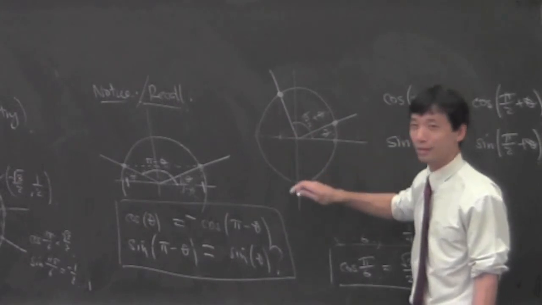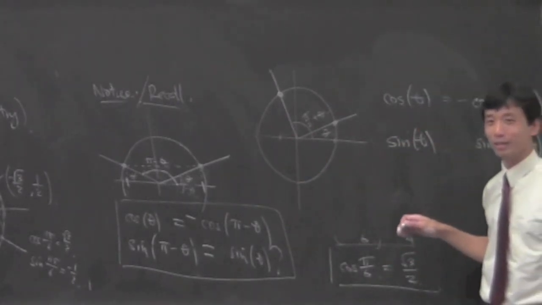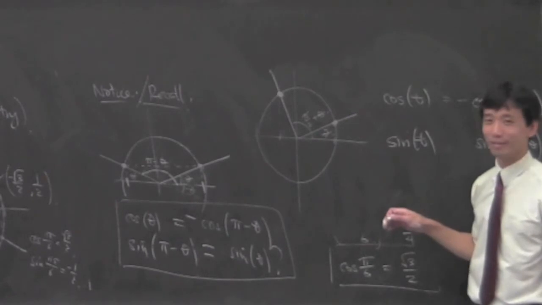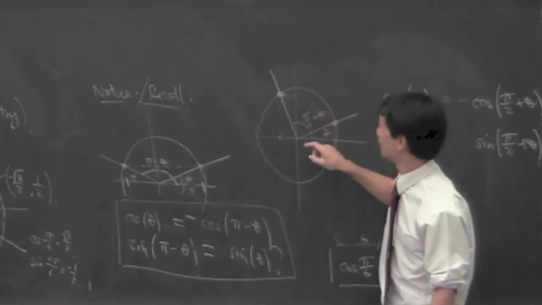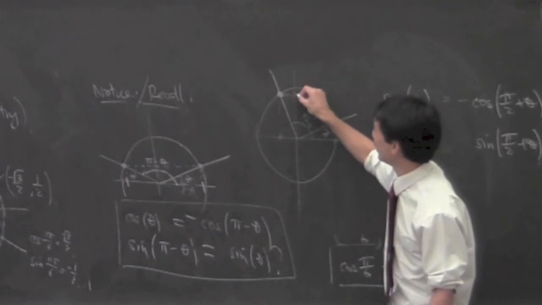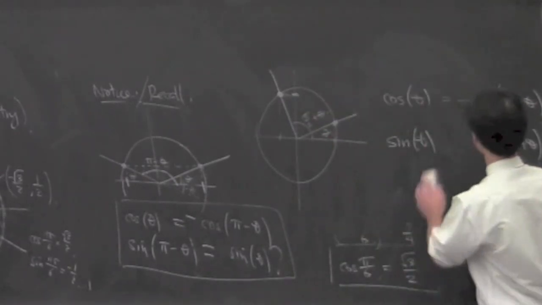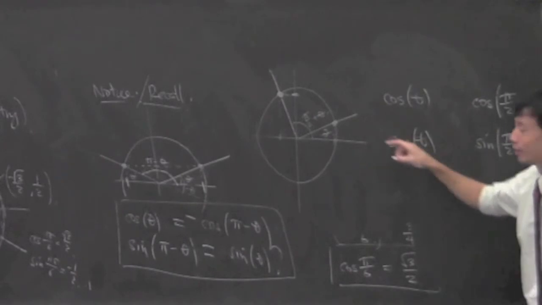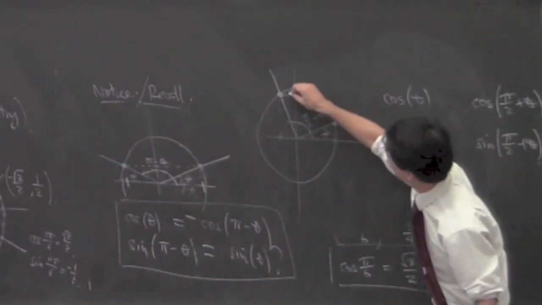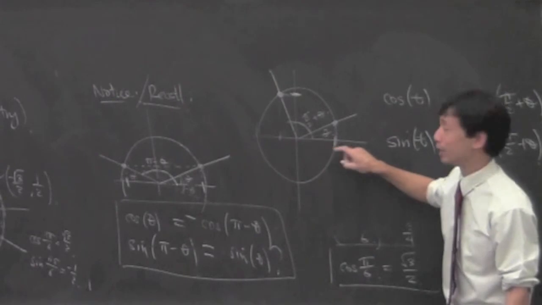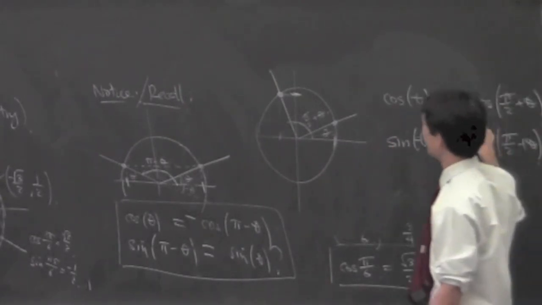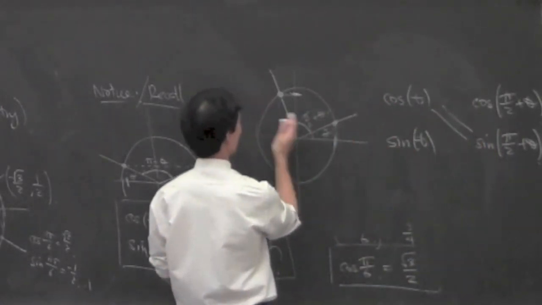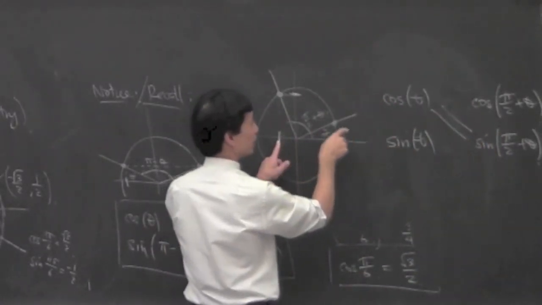Lauren? Wouldn't the sine equal the cosine of the other one, because it's the same triangle? That's right, exactly. So the sine of this one is the same as the cosine of this one. You see the similar triangles here. These are equal. And the cosine of pi over 2 plus theta is negative the sine of theta.